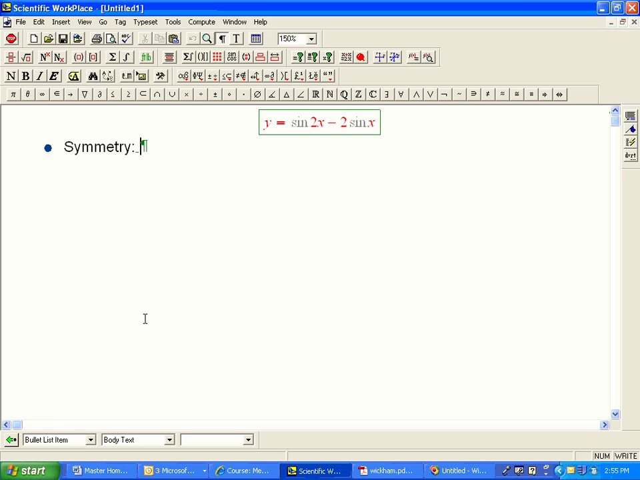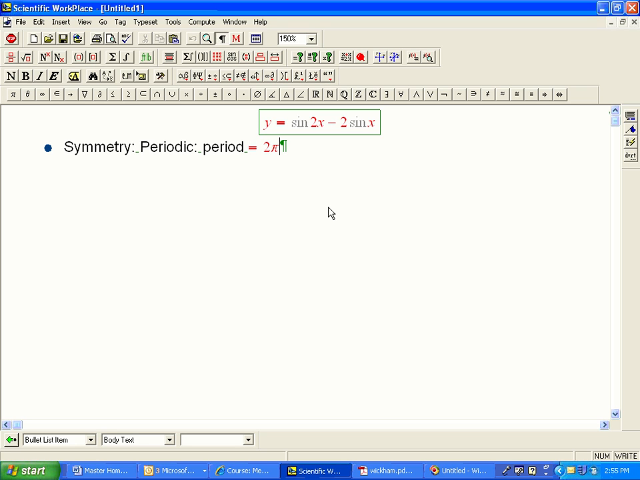Symmetry. Well, whenever you've got trig functions, the expectation is it's probably going to be periodic. And indeed this is. It's periodic. Well, sine x has period 2 pi. Sine 2x has period 2 pi over 2, which is pi. So if it was just sine 2x, it would actually repeat twice as often. But since they're combined like this, the thing is only going to repeat with a period of 2 pi. So that's really good to know.